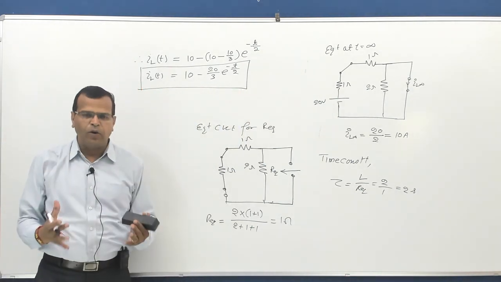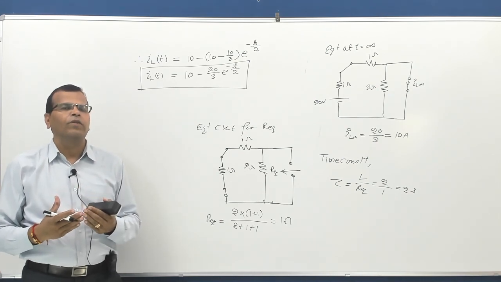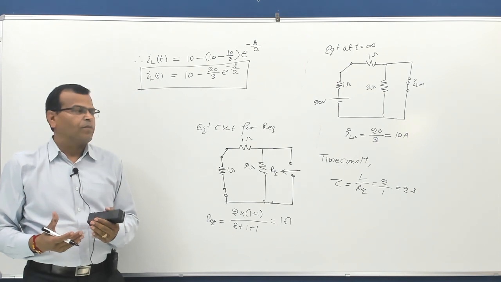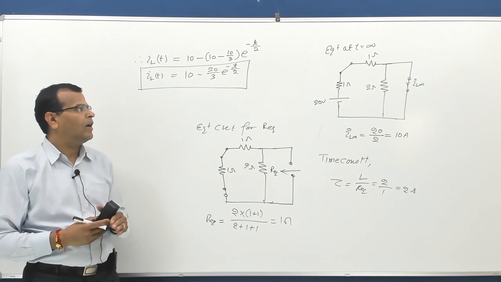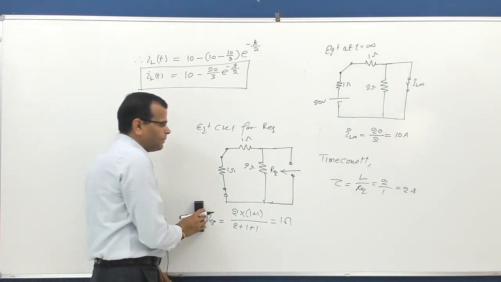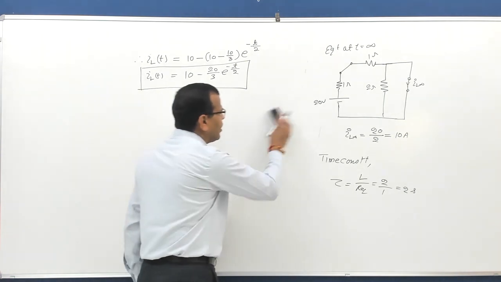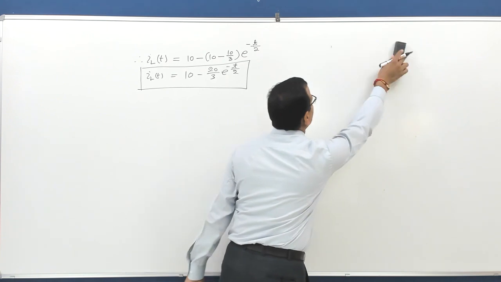So this is how you can calculate the current through the inductor for t greater than 0 in any first order RL circuit. Now we will see how to find the voltage across the inductor for t greater than 0.